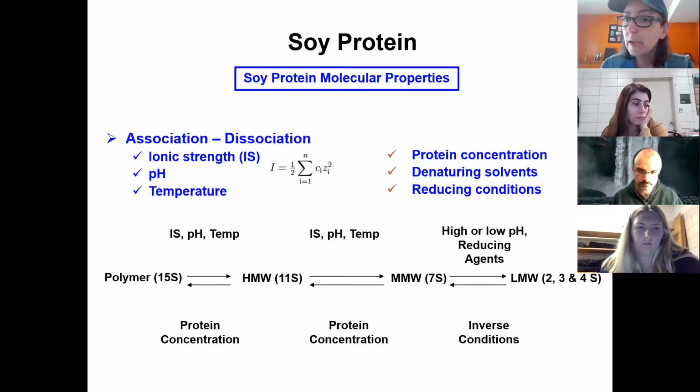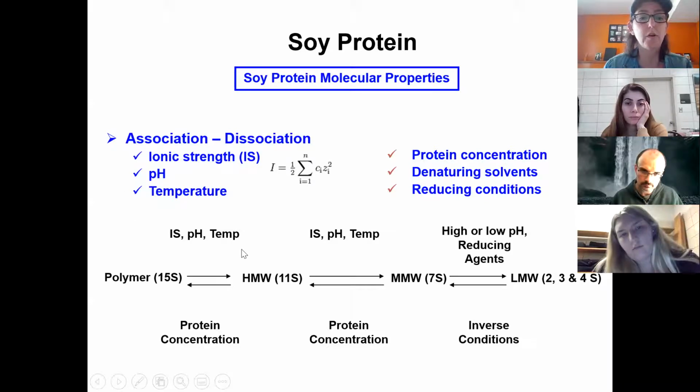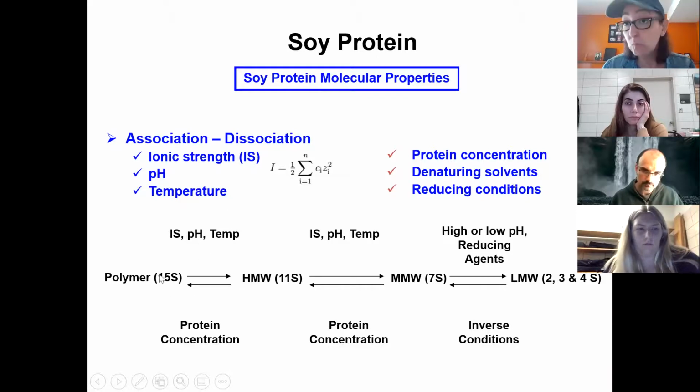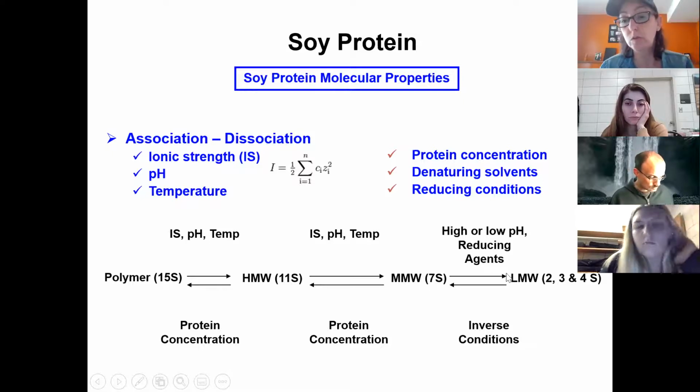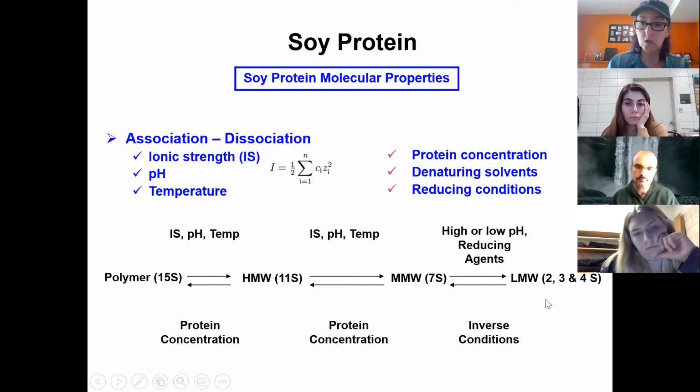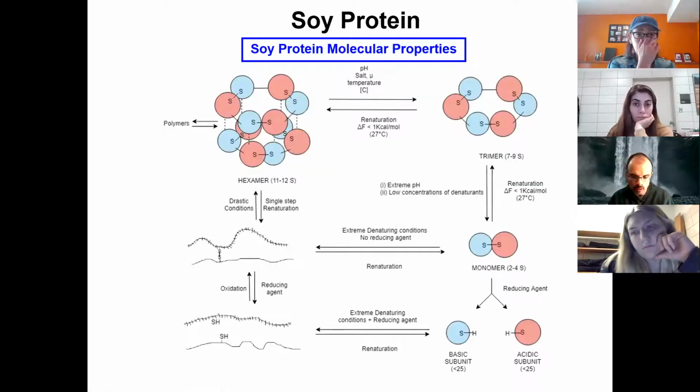Presence of denaturing solvents and reagents such as urea, SDS, sodium hydroxide, sulfide, and presence of reducing reagents or conditions will all impact whether we have a large polymer, a 15S. At higher concentration, at specific temperature, ionic strength and pH, you get more association, so you get this larger polymer. And then under other conditions, the 11S can dissociate, and the 7S can also dissociate under certain conditions to smaller sedimentation coefficient fractions. So here's an animation of that.